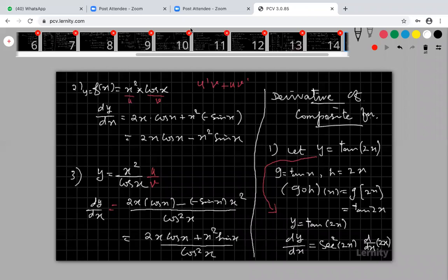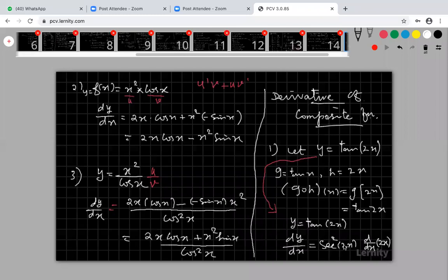Not cos 2x into 2 sin 2x. For tan 2x you would have to apply sin 2x by cos 2x, and apply the u by v formula also. But this is a shortcut. This is the simplest way to find the derivative.